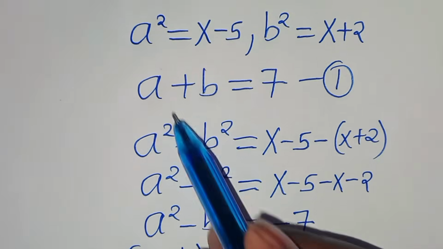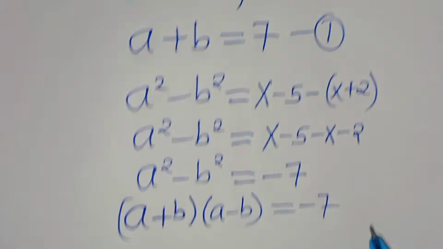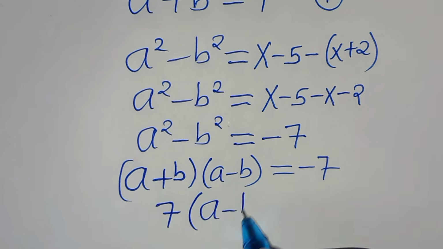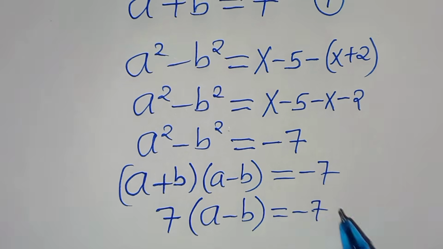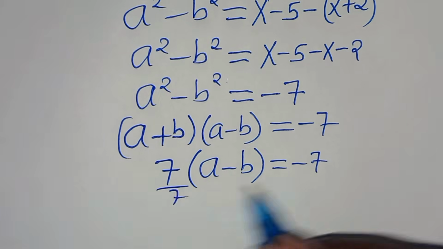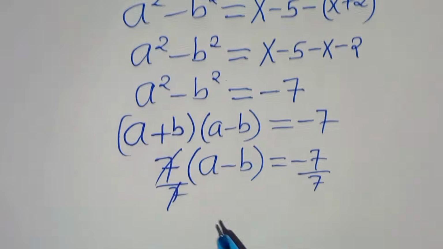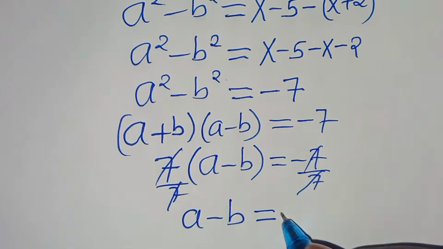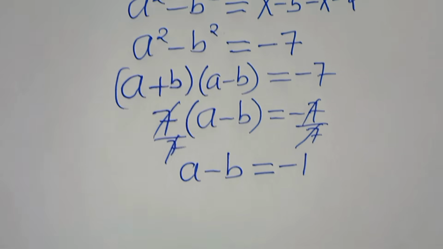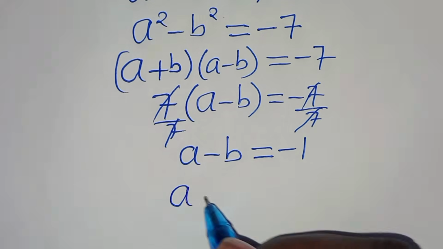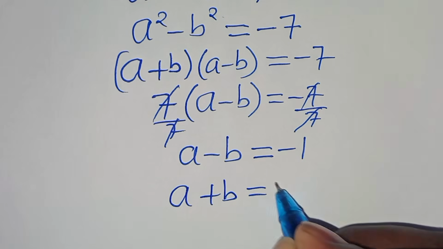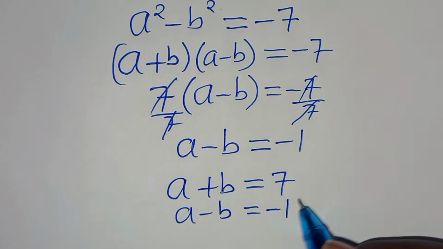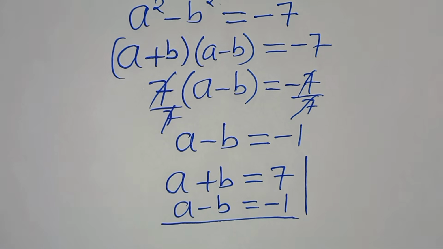We have that a plus b is equal to 7. So let's substitute 7 here. We have 7 multiplied by a minus b, which is equal to negative 7. Let's divide both sides by 7, so that we have a minus b equal to negative 1. Now since we have a plus b equal to 7, and a minus b equal to negative 1, these are systems of two linear equations.